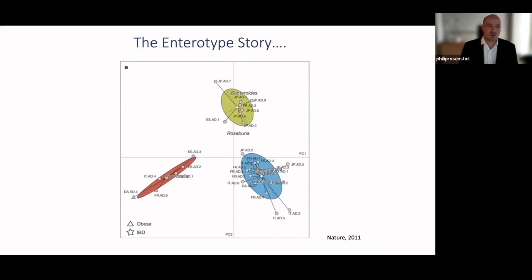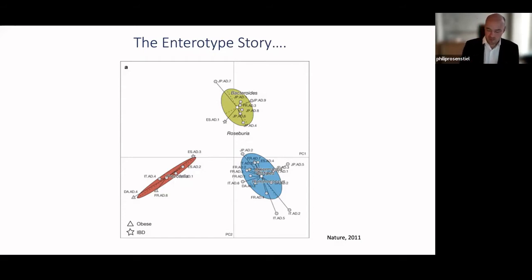And there was a strong discussion whether this is really stable, whether these are rather enterogradients, whether you can shift between the constitutions. So the concept was completely misunderstood in the beginning and was compared to blood groups, which of course is not genetically determined. You will never have a strong genetic constitution of the microbiome as such. I mean, you have some influence of the genetics here.